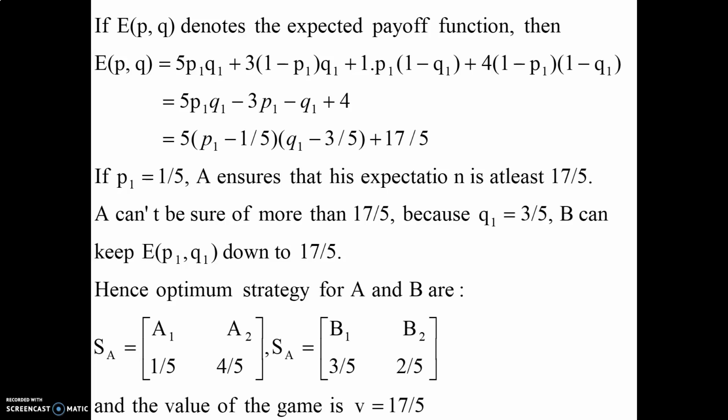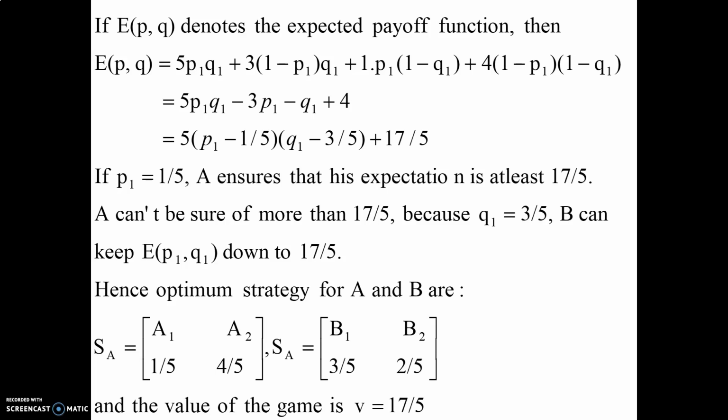If E denotes the expected payoff function, then how would you find E(P,Q)? The formula will be like this: 5 P1 Q1 plus 3 (1 minus P1) Q1 plus 1 P1 (1 minus Q1) plus 4 (1 minus P1)(1 minus Q1) is equal to 5 P1 Q1 minus 3 P1 minus Q1 plus 4, which is 5 (P1 minus 1/5)(Q1 minus 3/5) plus 17/5. This is how we solve.